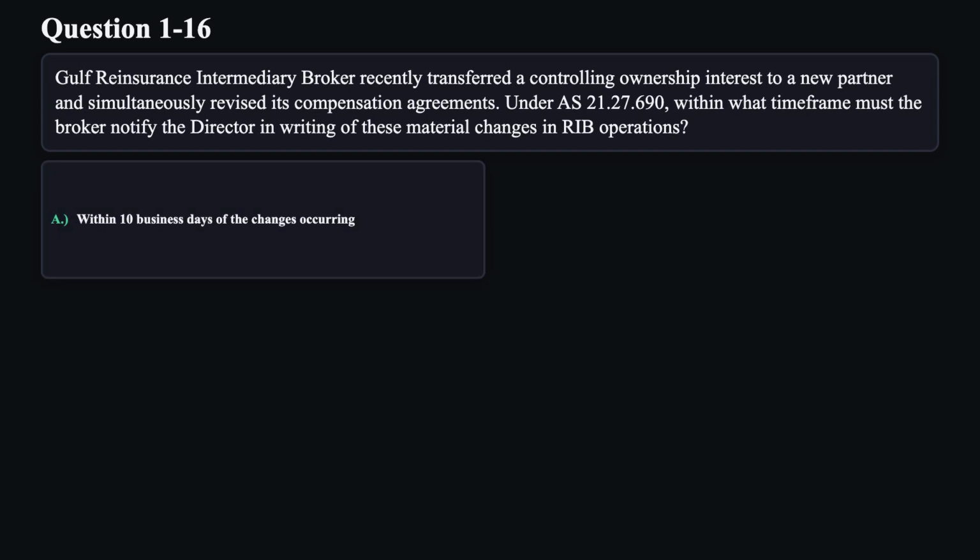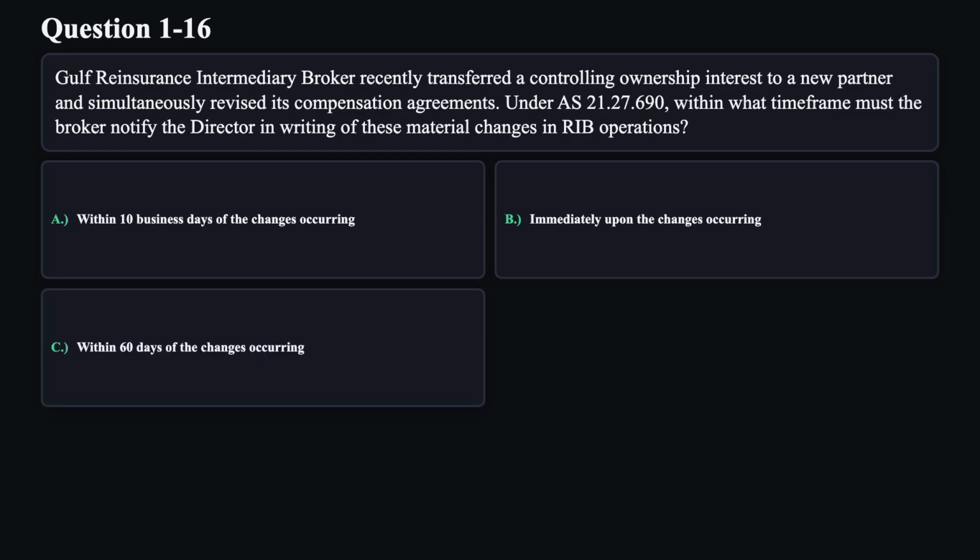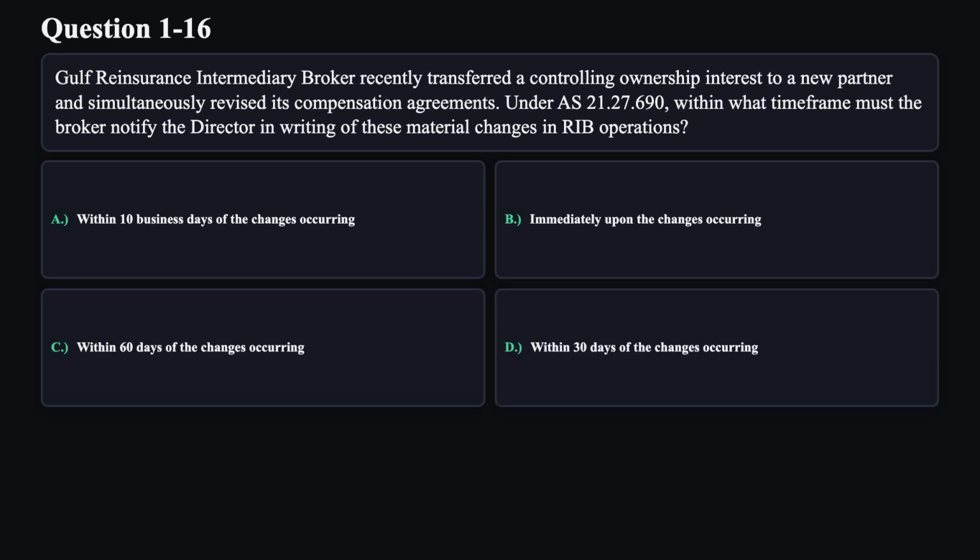A. Within 10 business days of the changes occurring. B. Immediately upon the changes occurring. C. Within 60 days of the changes occurring. D. Within 30 days of the changes occurring.